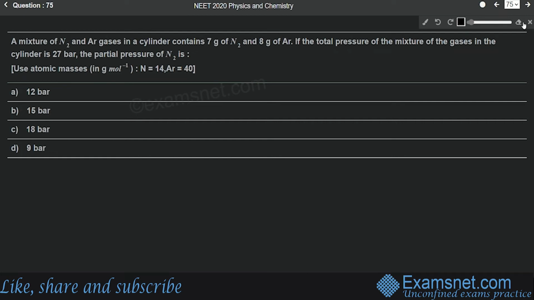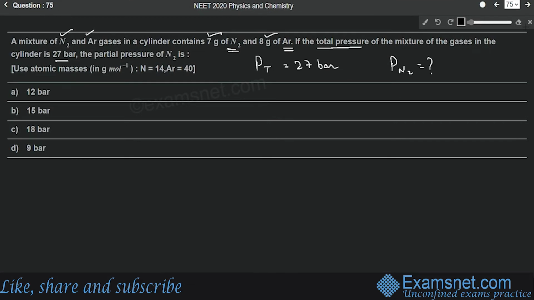Question number 75 is from the chapter States of Matter, and the question is: a mixture of nitrogen and argon gases in a cylinder contains 7 grams of nitrogen and 8 grams of argon. If the total pressure of the mixture of the gases in the cylinder is 27 bar, then the partial pressure of nitrogen is... Okay, so P total is given as 27 bar, right? And we have to find out P N2, that means partial pressure of nitrogen.